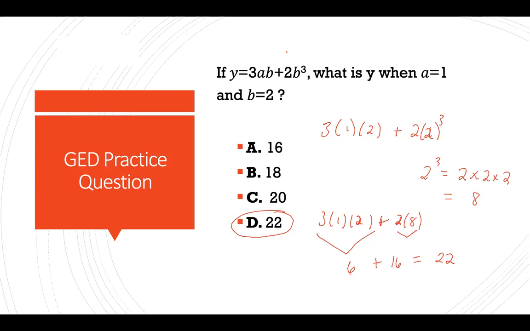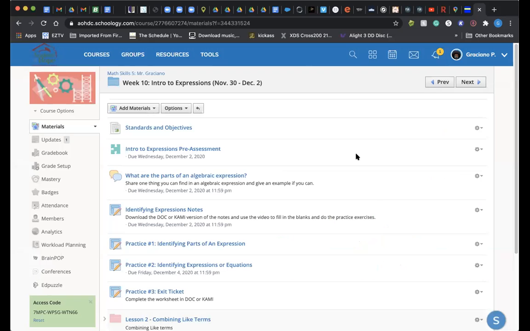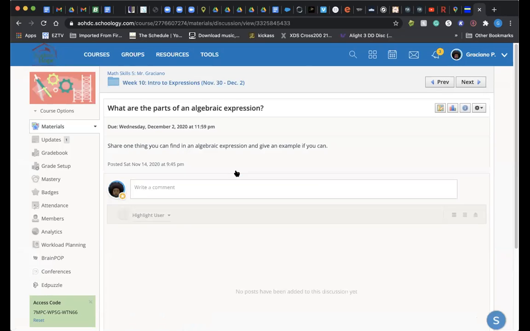So I'm going to go into Schoology first, and there is a discussion question there. I'm going to pull up Schoology. And we have, what are the parts of an algebraic expression? So share one thing you can find in an algebraic expression and give an example if you can. You can do it right now or a little bit later, but do try to respond to that.